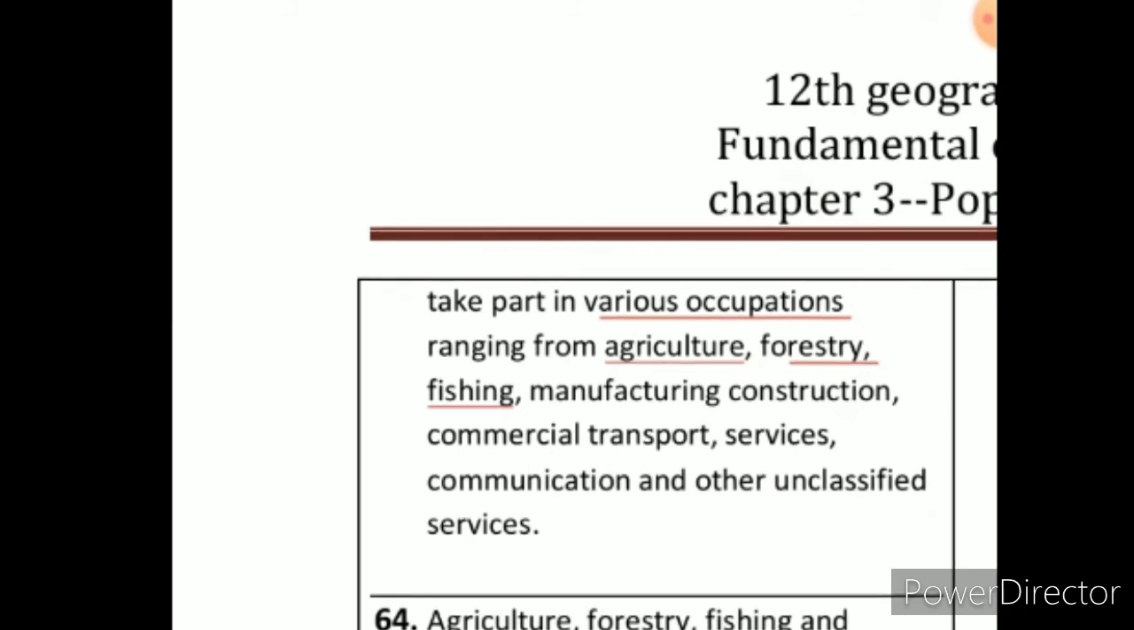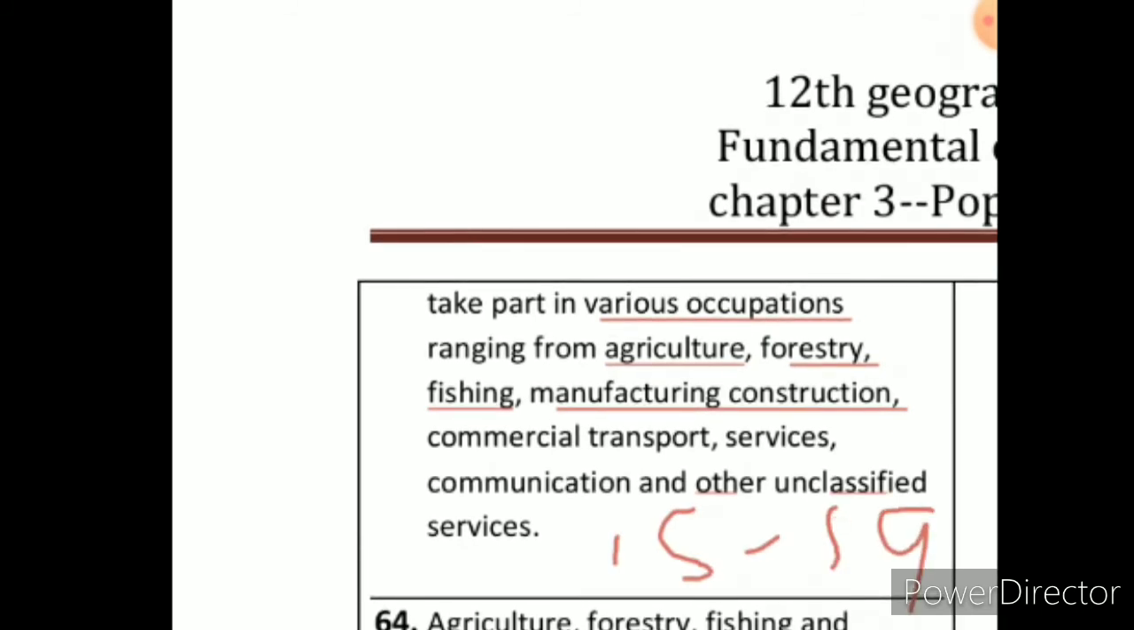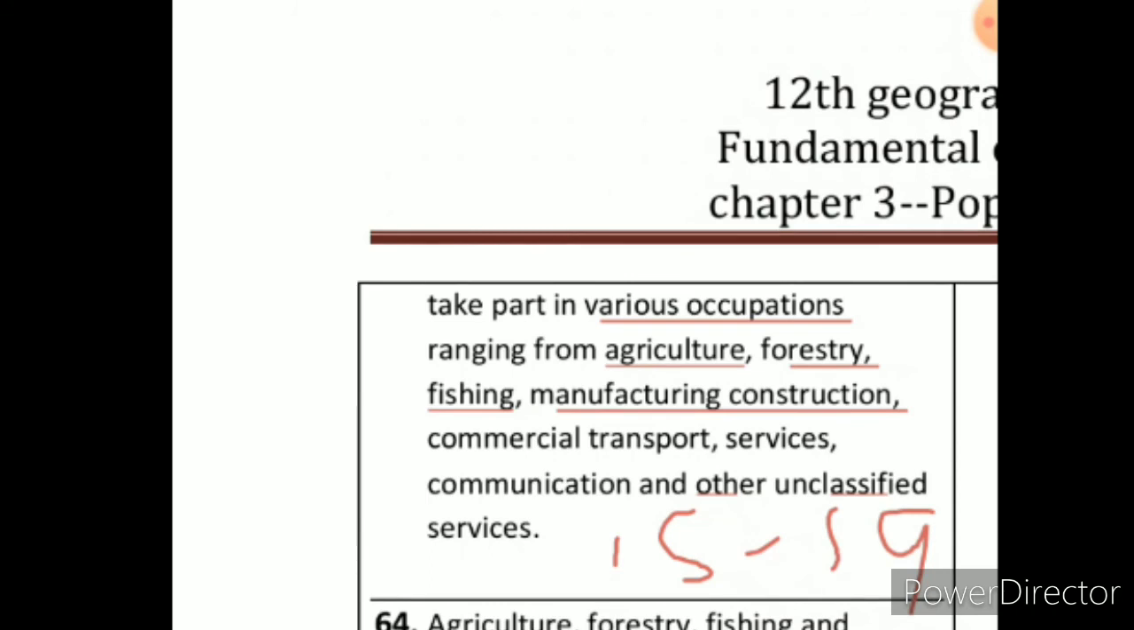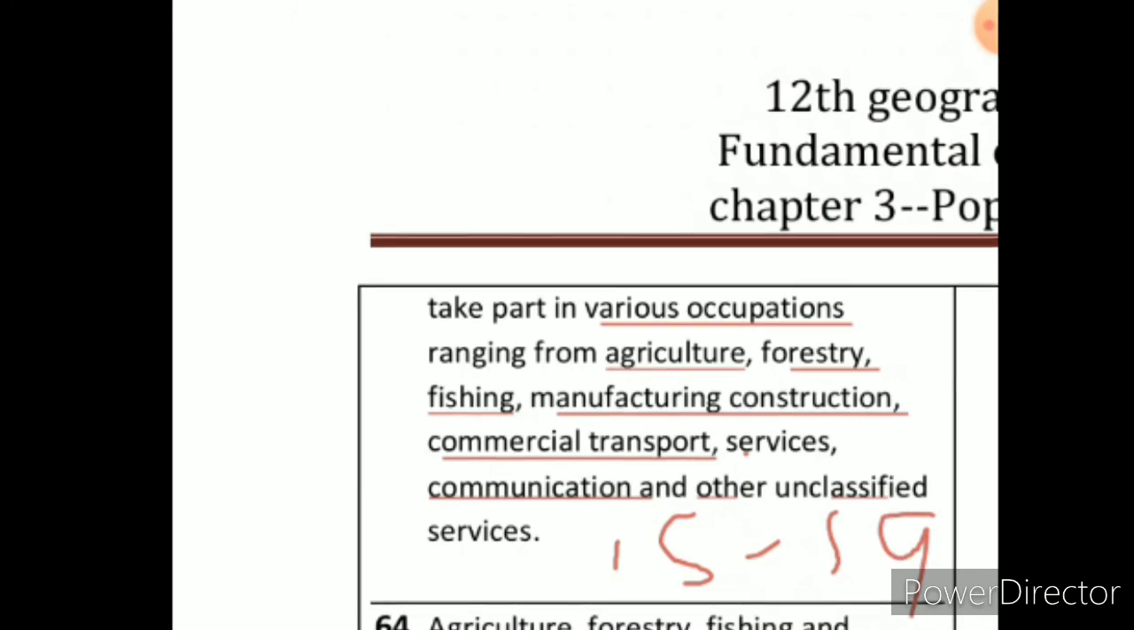Now we come back to the secondary sector, right? A person can work in manufacturing. I am talking about the 15 to 59 age group, right? So if a person is working, they can practice this type of activities. He can work in commercial transport services, service and communication, and other unclassified types of services he can practice.